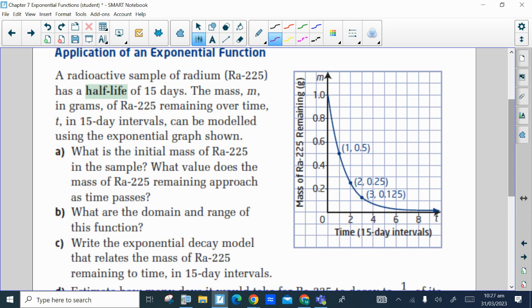Question A says, what is the initial mass of the sample at the beginning? And so that's at time 0, and according to the graph, that is 1 gram. At time 0, the graph starts at the point 0, 1.